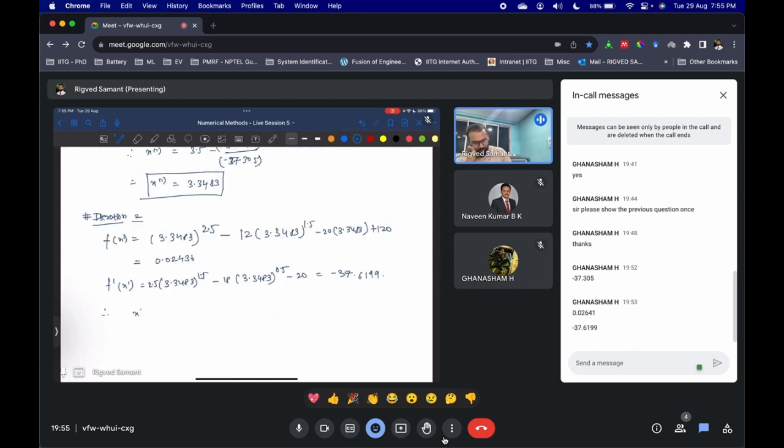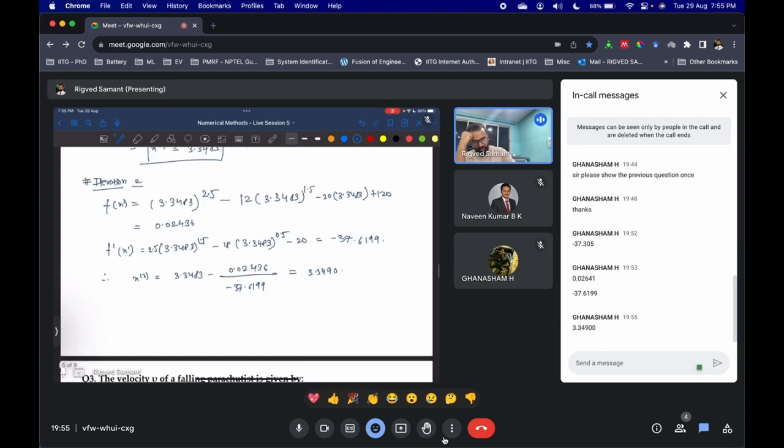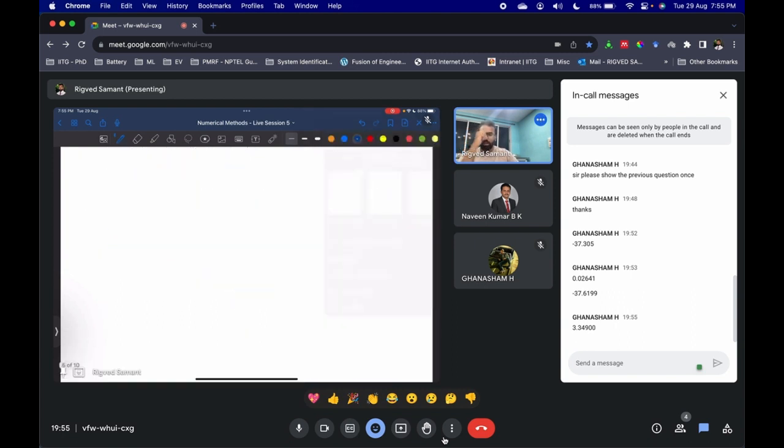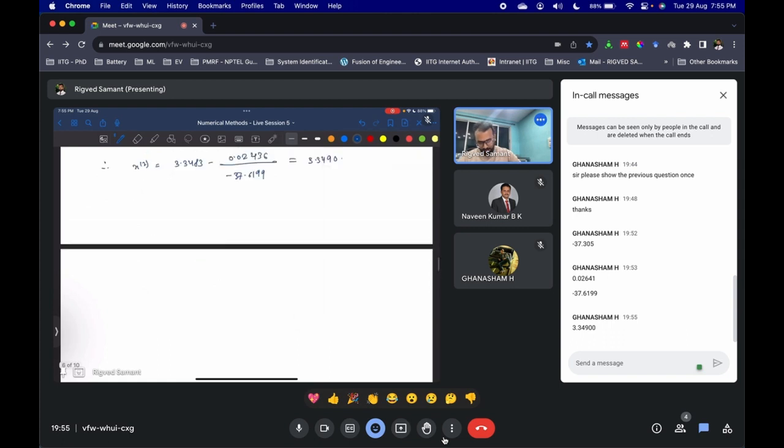Therefore x2 would be, now you must have got an answer, 3.3483 minus 0.02436 divided by minus 37.6199. Yeah, 3.3490. So iteration 3 you know. Can you tell me the final answer?